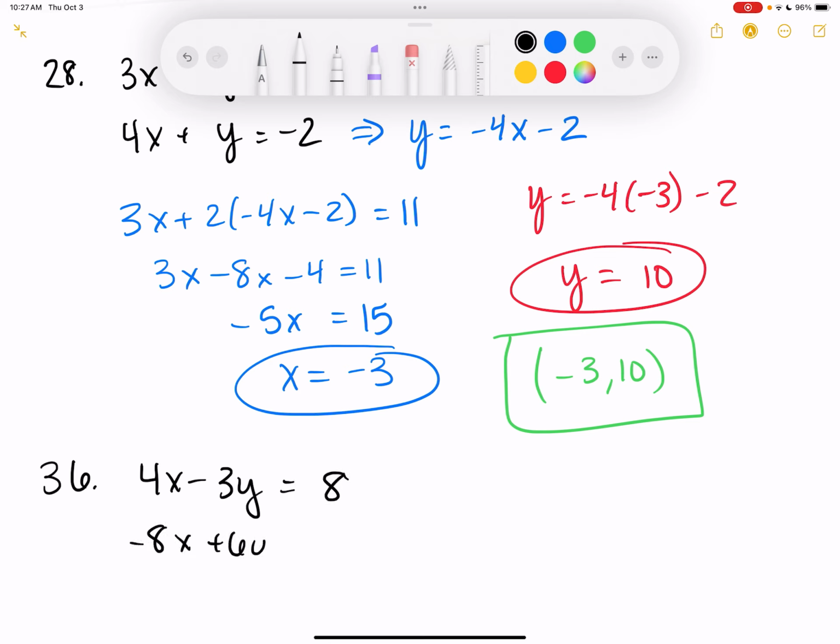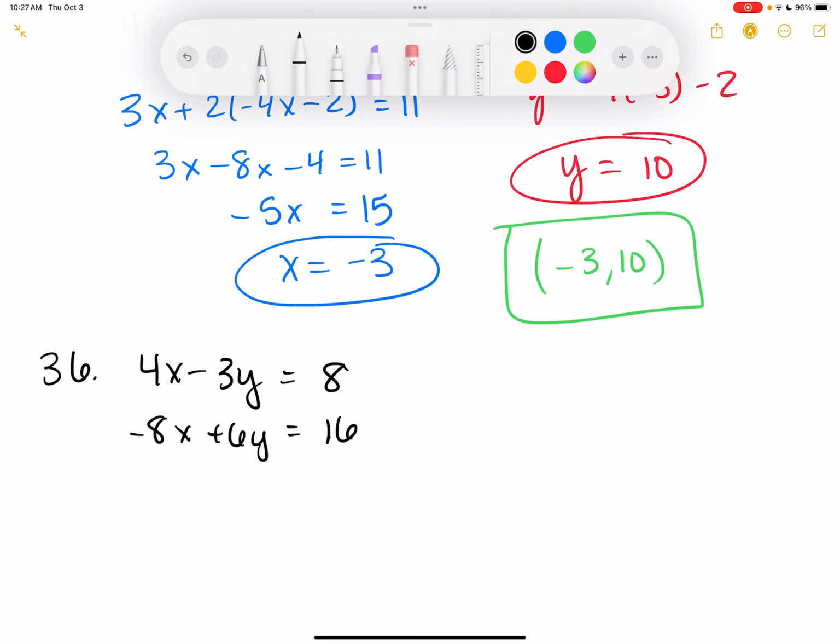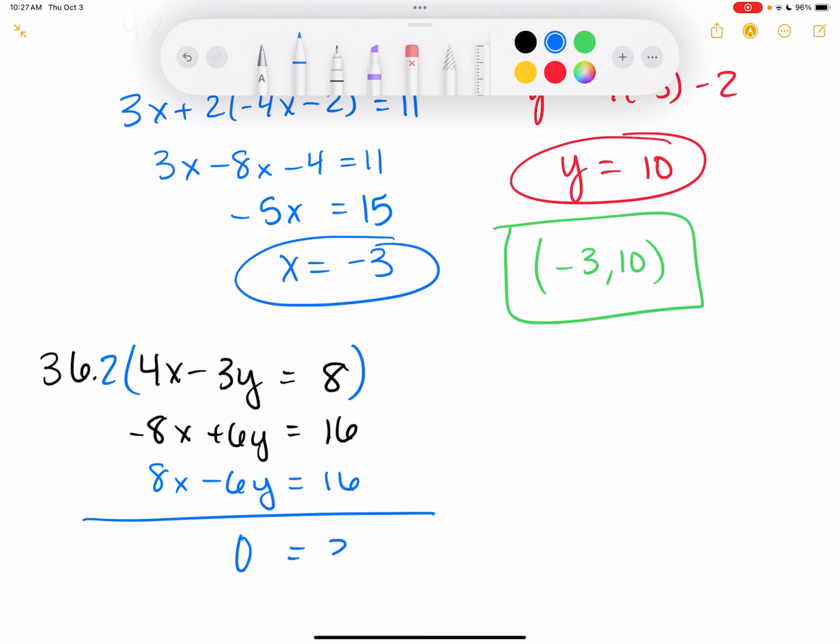We should do elimination. We should multiply the top by 2. I would do elimination, and the signs are offset. It doesn't matter which variable you pick. We're going to multiply by 2. So I get 8x minus 6y equals 16. Then 0 equals 32, which is not an answer, which is inconsistent.